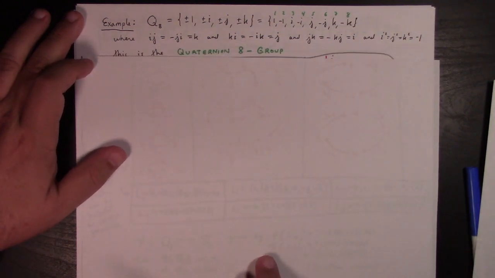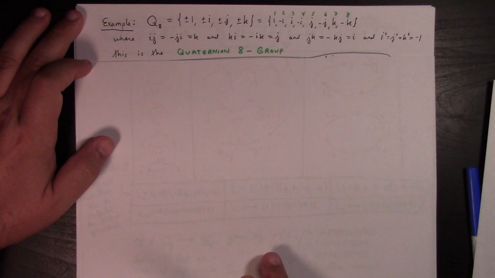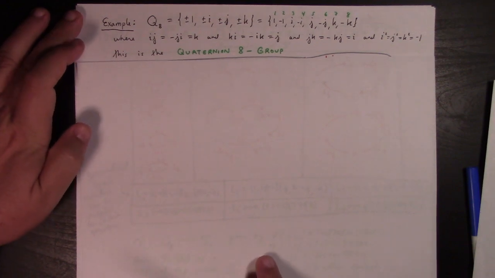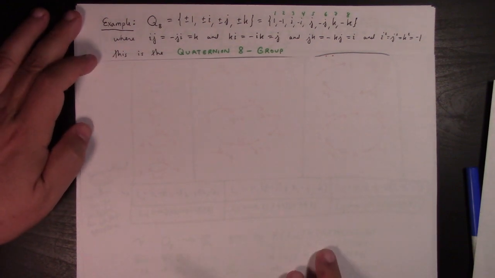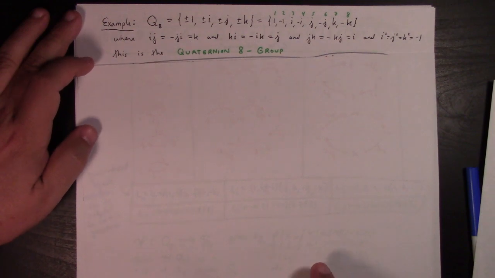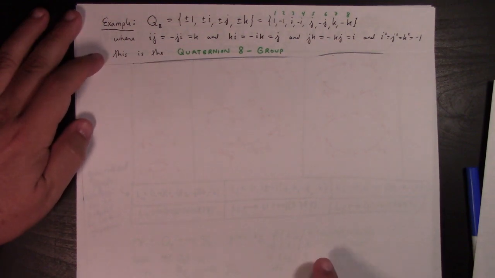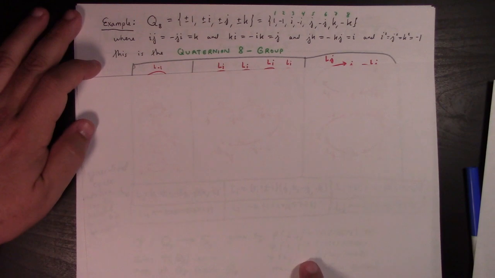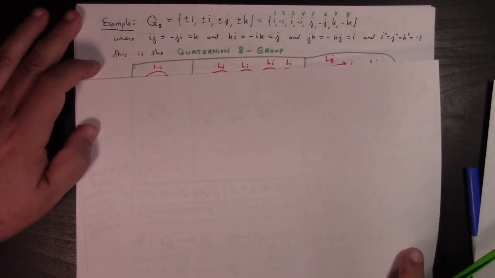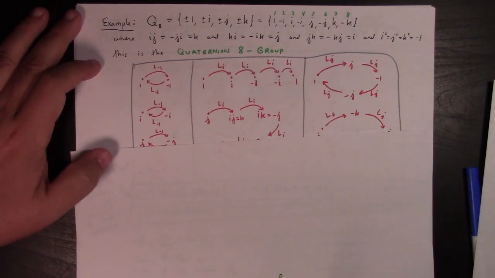So this is a particular subgroup of the quaternions. It's a finite subgroup of the infinite-dimensional quaternions. Quaternions form an algebra, more on that later. And here are some pictures.